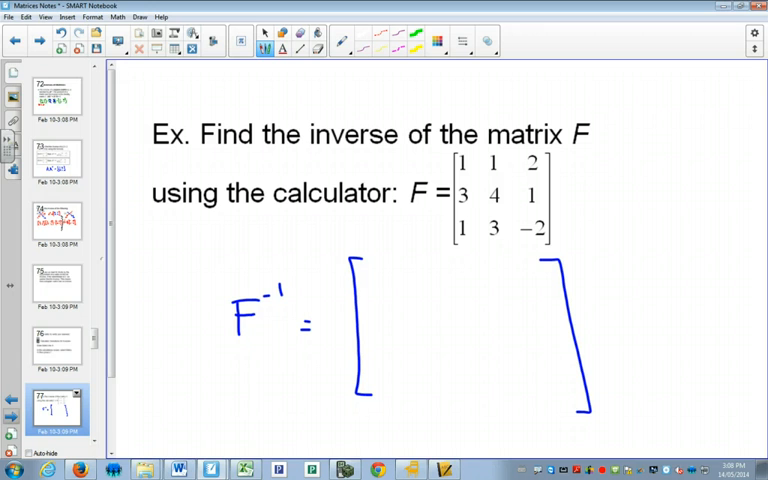Does someone have this on their calculator? Do you have the inverse for this one? Negative 11/6, 7/6, 5/6, 4/3, negative 2/3, negative 1/3, negative 7/6.